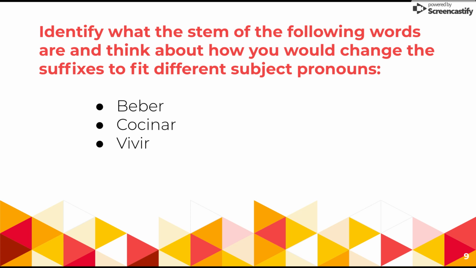Beber with the stem as beb conjugates to yo bebo, tú bebes, él, ella, usted bebe, nosotros bebemos, vosotros bebéis, ellos, ellas, ustedes beben. Cocinar with the stem as cocin conjugates to yo cocino, tú cocinas, él, ella, usted cocina, nosotros cocinamos, vosotros cocináis, ellos, ellas, ustedes cocinan. And vivir with the stem as viv conjugates to yo vivo, tú vives, él, ella, usted vive, nosotros vivimos, vosotros vivís, ellos, ellas, ustedes viven.